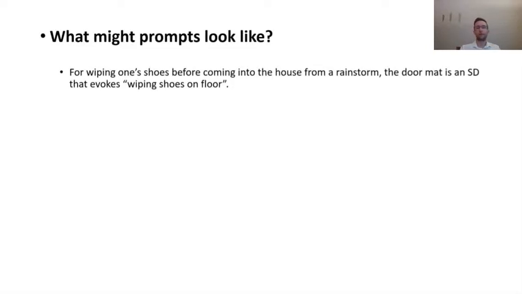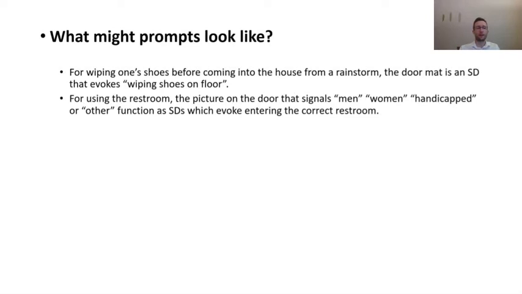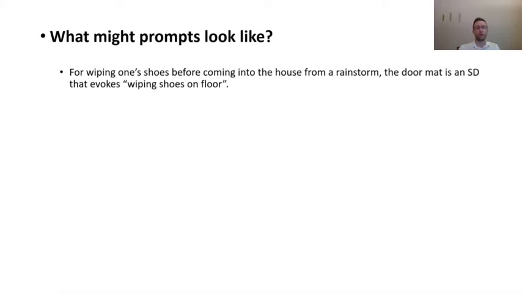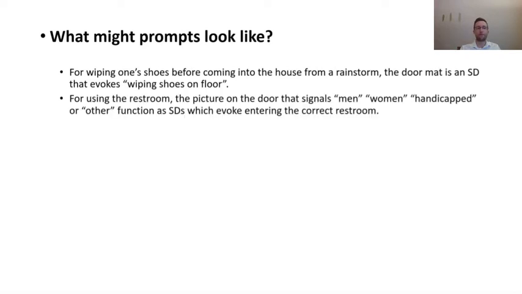So what might prompts look like? Well, for wiping one's shoes before coming into the house from a rainstorm, the doormat is the SD that evokes wiping shoes on the floor. If the doormat itself does not evoke wiping shoes on the floor, you could deliver a verbal prompt that says, "Oh, wipe your shoes, please." All right, so that's a supplemental antecedent stimulus that could evoke wiping shoes on the doormat.